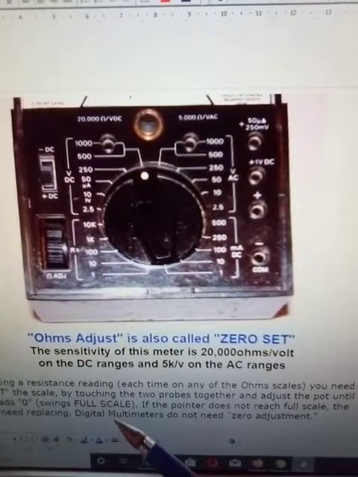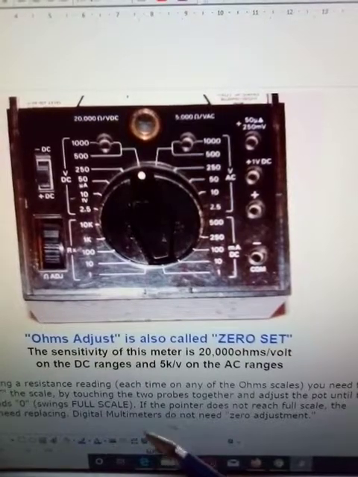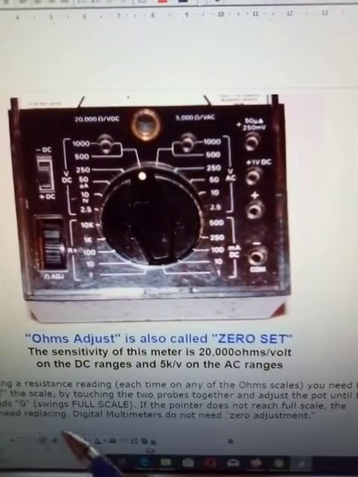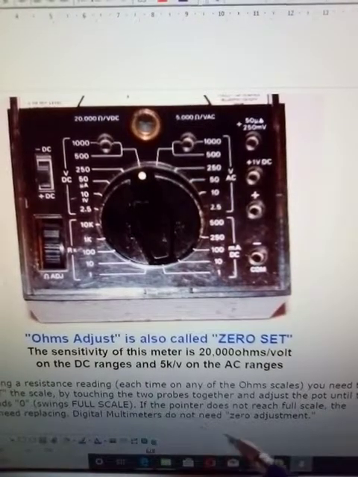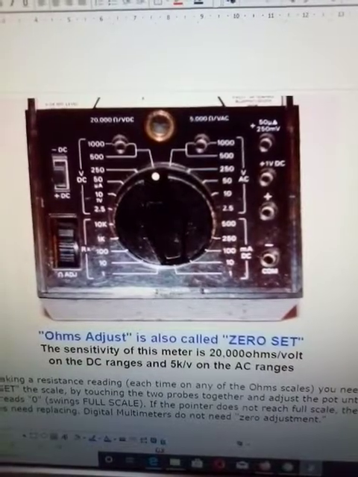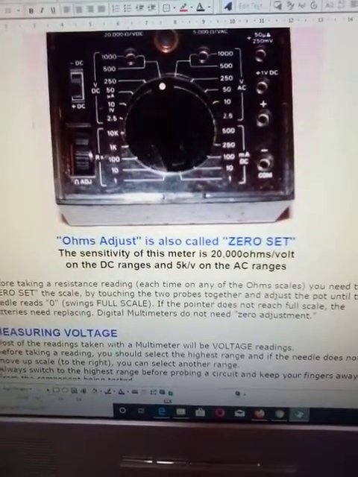Swing full scale, okay, with 0 swing full scale. If the pointer does not reach full scale, the batteries need replacing. Digital multimeters do not need 0 adjustment. And I'll bring that into focus for you. Okay.